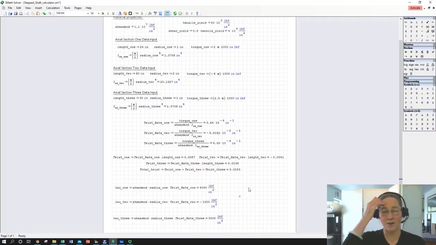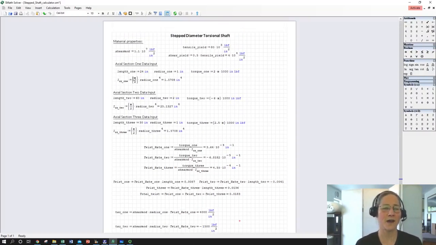So now I'm in a position where I could do some design. If someone said, "Hey, I want to make that middle section much longer. Let's make it 300 inches." So we can go ahead and change it to 300 inches, and we can see that we had some change. Actually, not in our twist rate 2. We had a change in our twist 2 and in our total twist. Not a whole lot, but some.